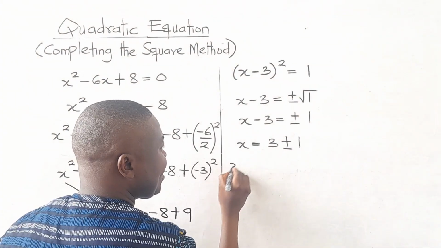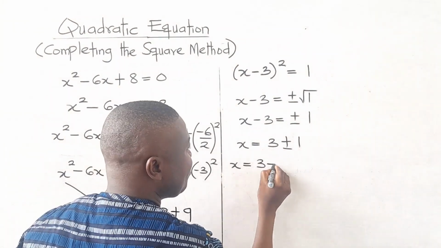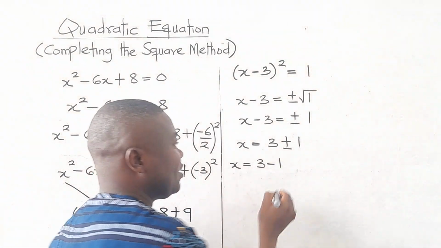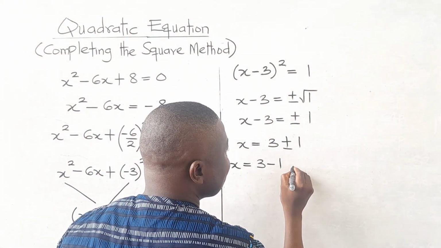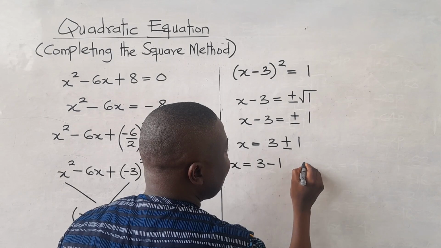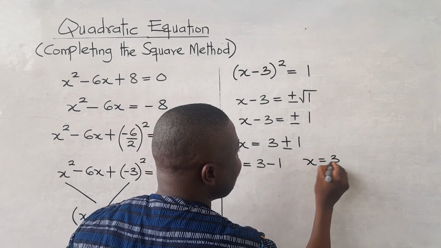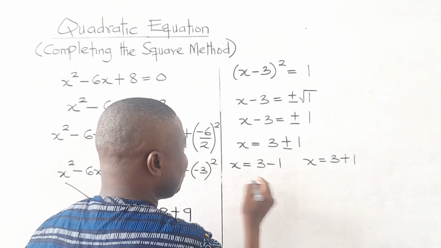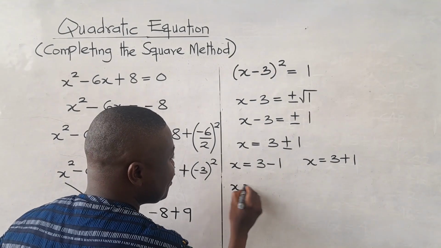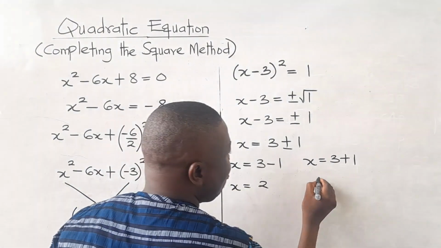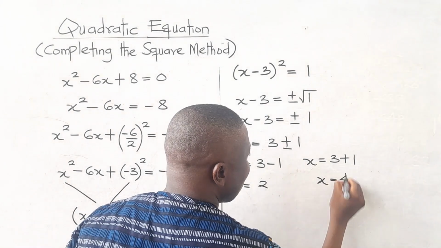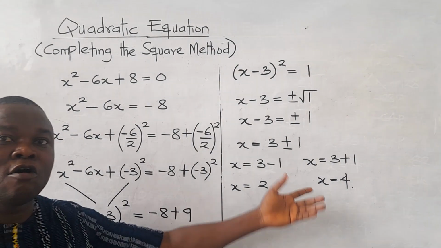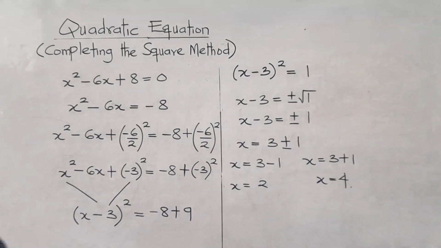So it is either x equals 3 minus 1 or x equals 3 plus 1. So you have x equal to 2 or x equal to 4. So look at the two values of x, 2 or 4. Thank you.